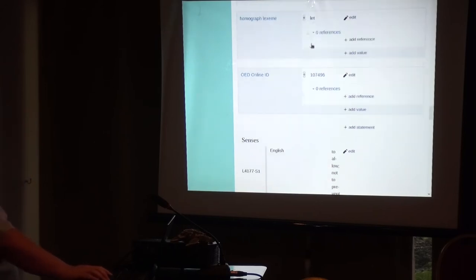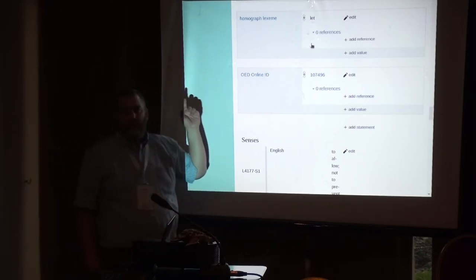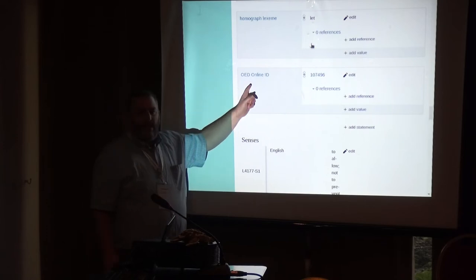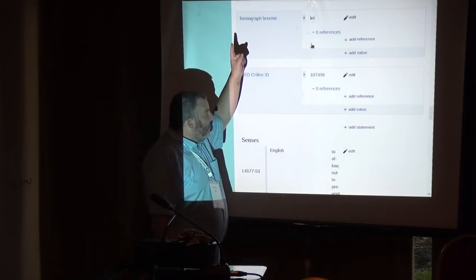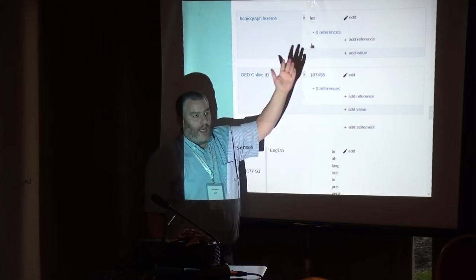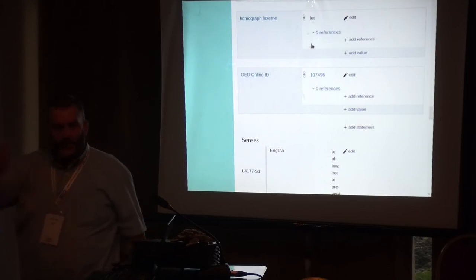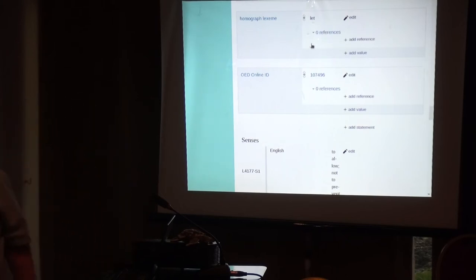Okay, what else do we know? We have an OED online ID about this lexeme. OED is the Oxford English Dictionary. So this is an external identifier. This basically tells us that this lexeme, let, is documented in the Oxford English Dictionary under this ID. And if I click it, I get there. Just like on Wikidata, you may have seen all kinds of external IDs: the German National Library ID, the French National Library ID, the IMDb ID, whatever. So these are some external IDs for our word.